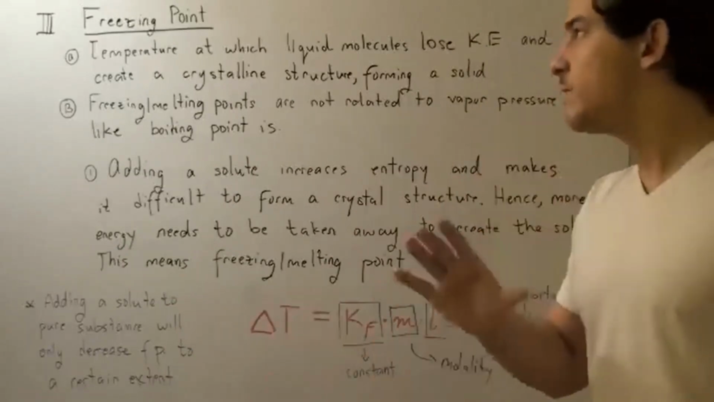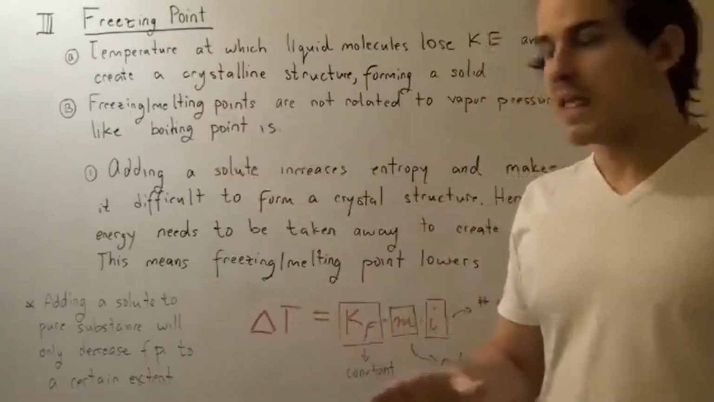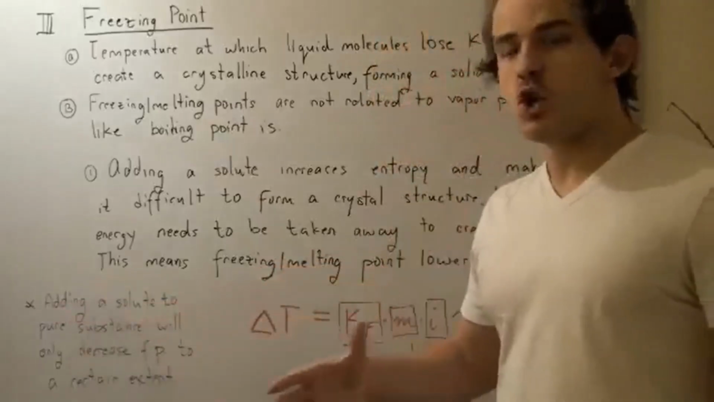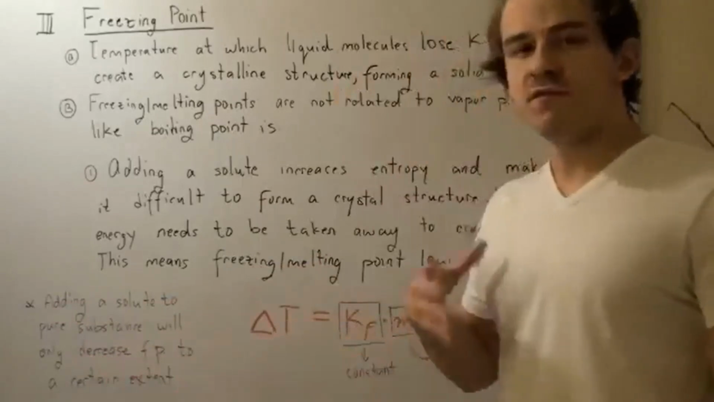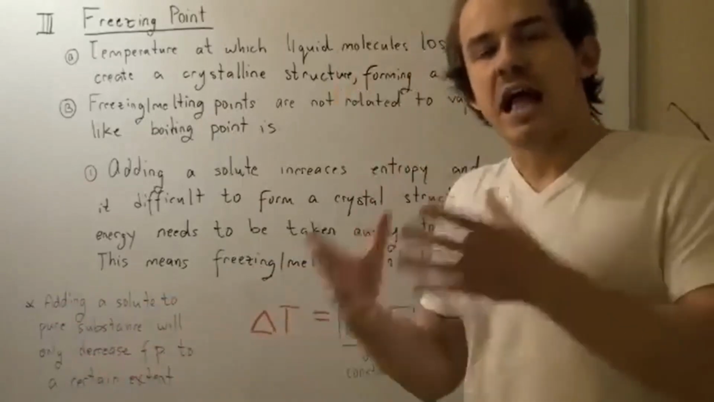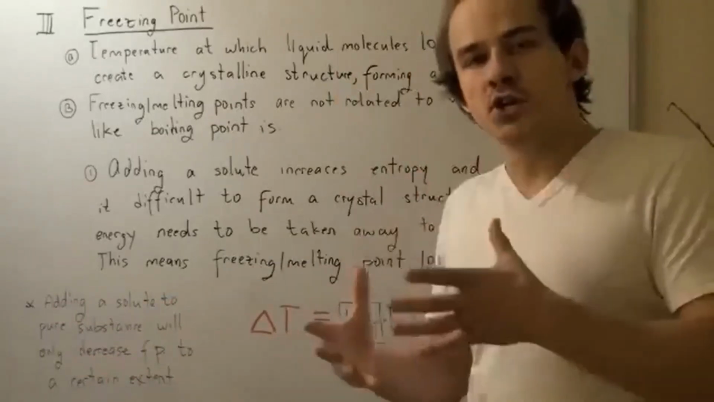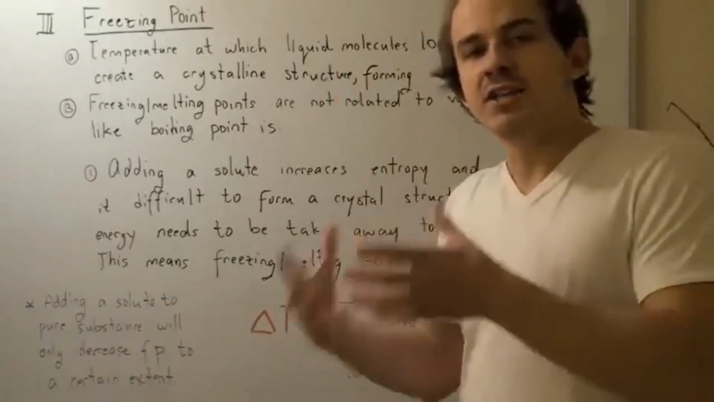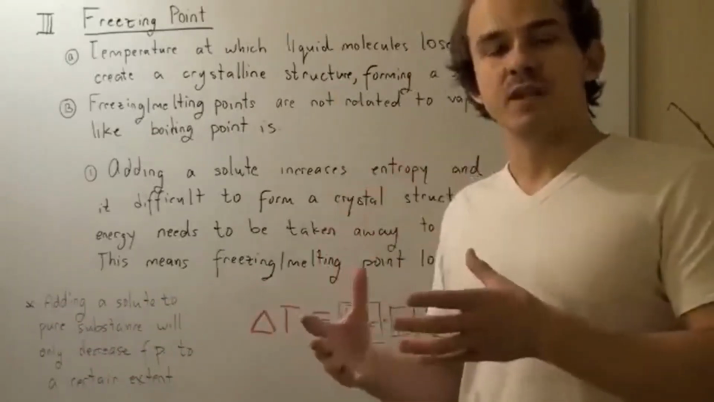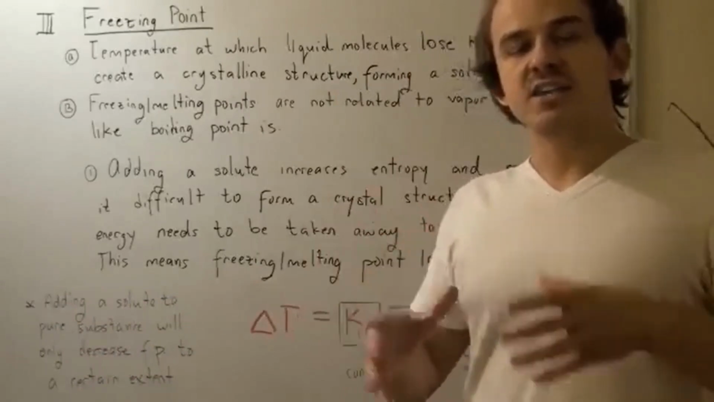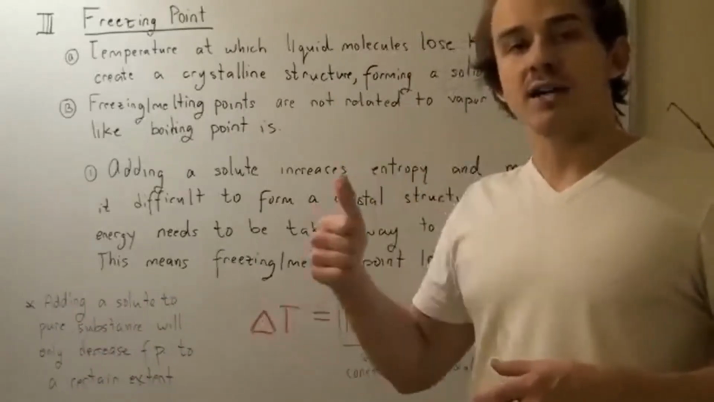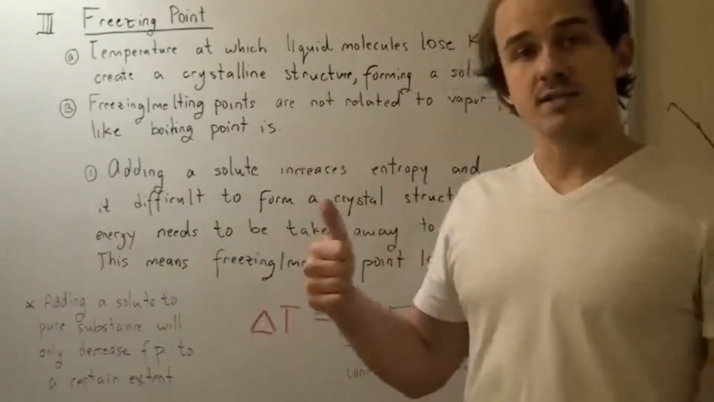Now we have to be careful with freezing point depression, because adding a solute to a pure substance will only decrease the freezing point to a certain extent. Eventually, our solvent will become our impurity, because if we add enough solute, the amount of solute will surpass the amount of solvent. And when that happens, adding any more solute will actually make our freezing point rise and our melting point rise.